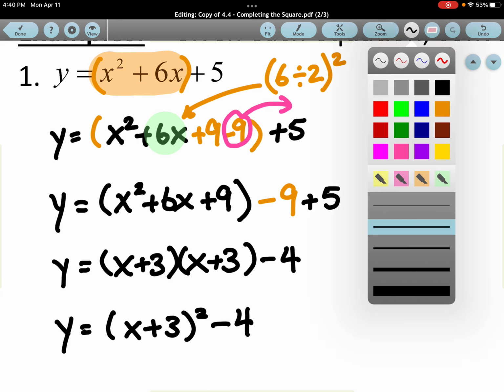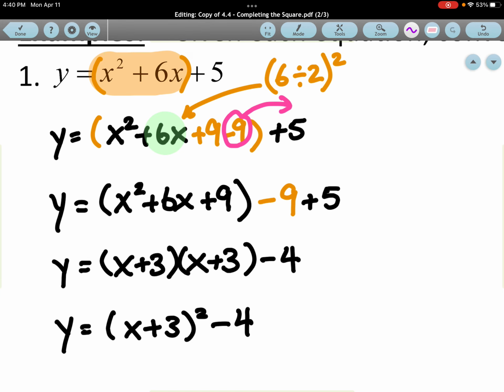In fact, you can probably see the vertex already. That's going to be -3, opposite of what's inside the bracket, and -4. So that is your vertex right there, something that I couldn't see from the original question. All right, so that's pretty much completing the square, all of those steps.